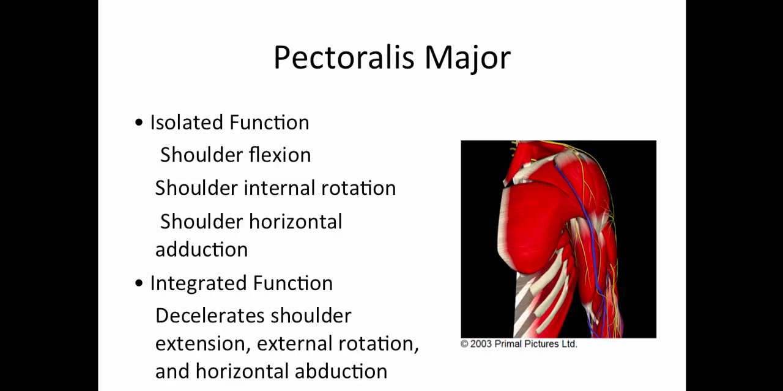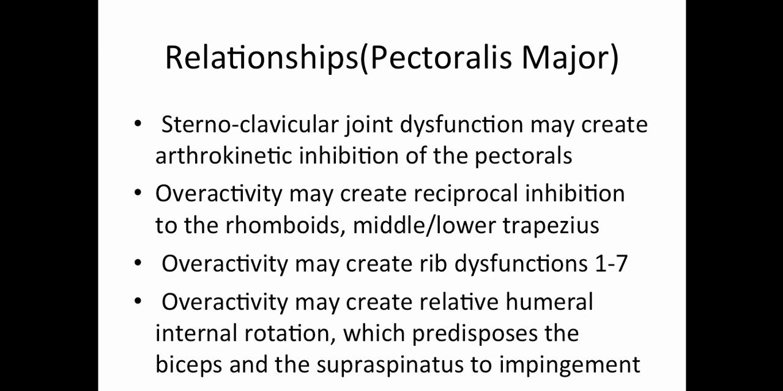The isolated function of the pec major is shoulder flexion, shoulder internal rotation, and shoulder horizontal adduction. Integrated function of the pec major includes deceleration of shoulder extension, external rotation, and horizontal abduction. The sternoclavicular joint may have dysfunction, and this may create arthrokinetic inhibition of the pectorals.